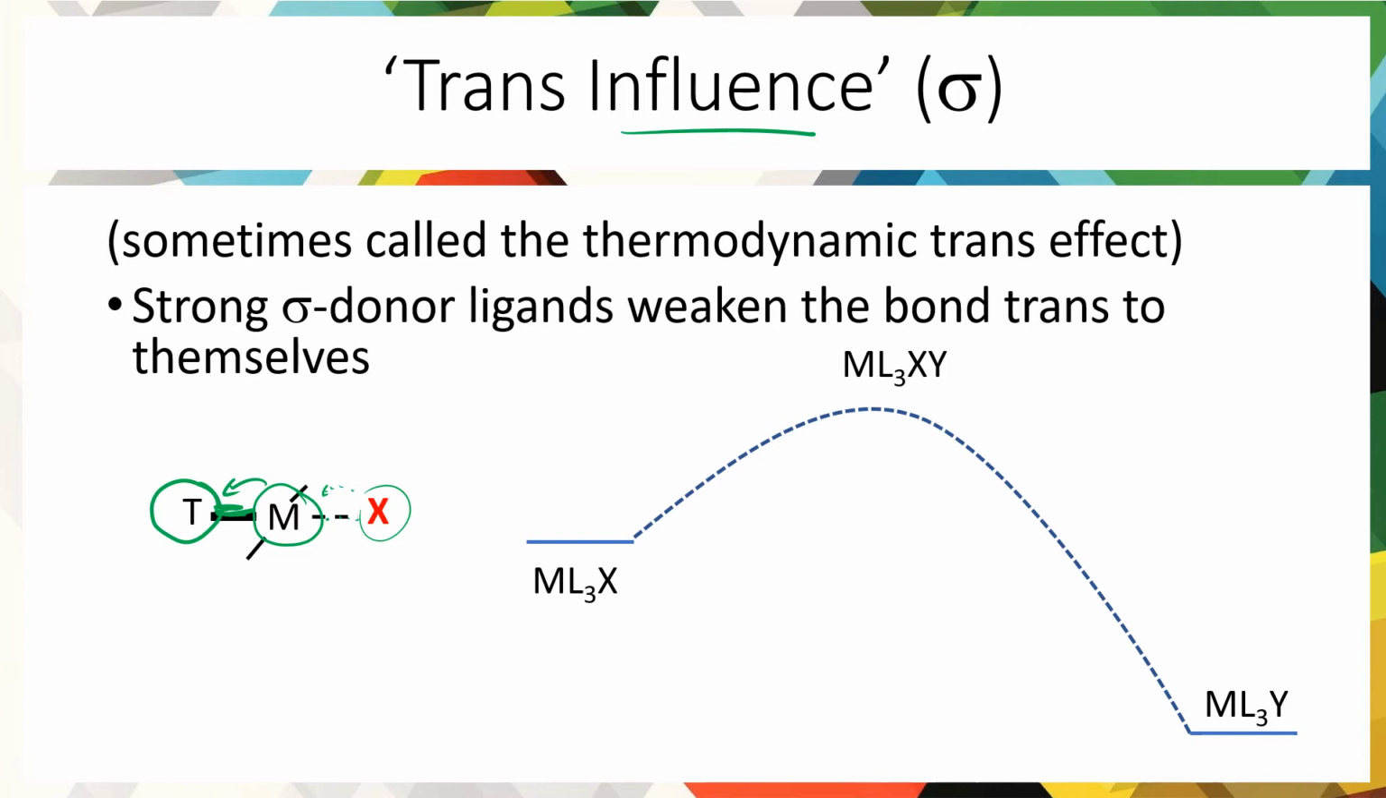And so again, in a reaction coordinate diagram, what that means is if you start with the energy of your complex, your ML3X, by weakening that bond to your leaving group, what you're doing is you're destabilizing that complex. You're actually raising its energy, at least the energy of the bond that we're interested in here. Okay, and so by doing that, again, your activation energy is this barrier here.